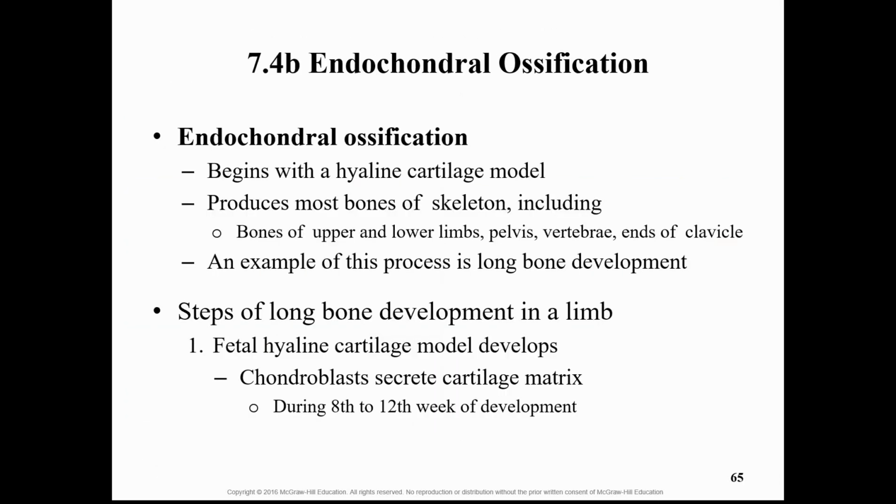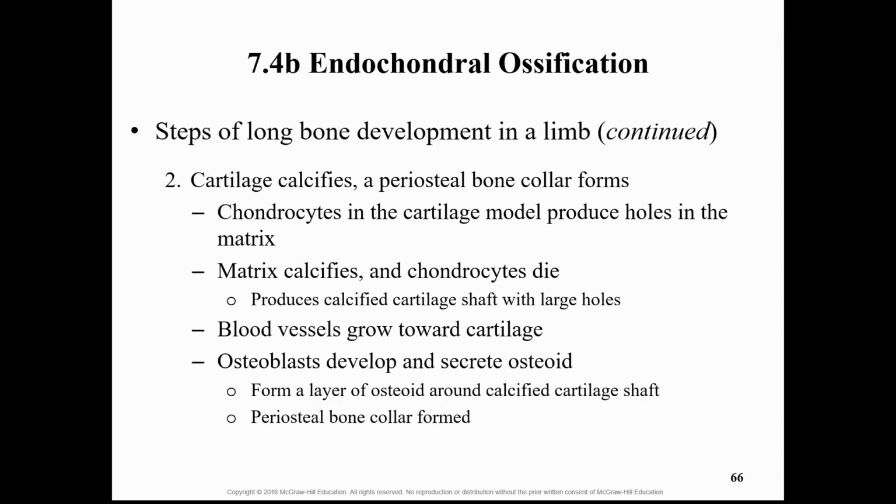Endochondral ossification is going to begin with that hyaline cartilage model. Most of the bones of the skeleton, including the bones of the limbs, the pelvis, the vertebra, and the ends of the clavicles, all undergo what's called endochondral ossification. Step one is going to be making a hyaline cartilage model, and this is done during fetal development during weeks 8 to 12. And then we're going to calcify that cartilage.